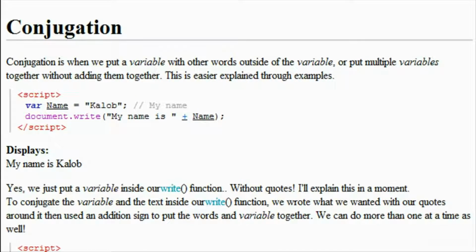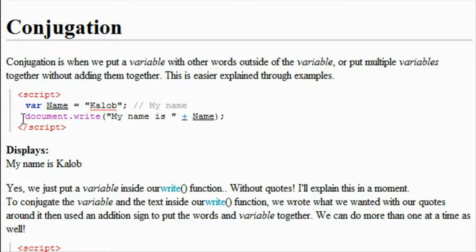Conjugation is when we put a variable with other words outside of the variable, or when we put multiple variables together without adding them together. This is a little bit easier explained through examples than it is verbally. So as our example here, we have variable name, and I just use my name, Caleb.